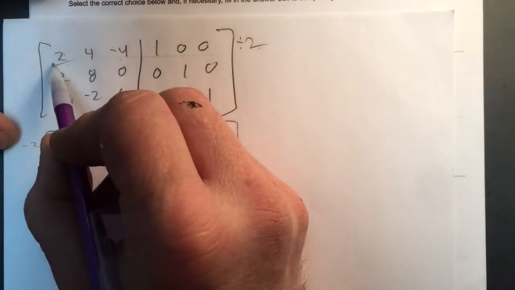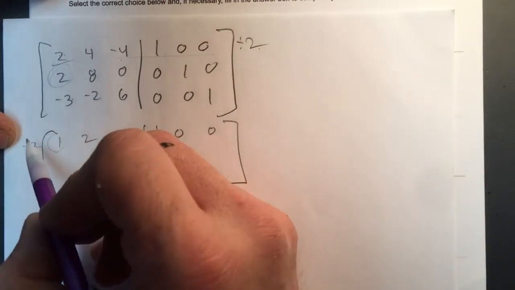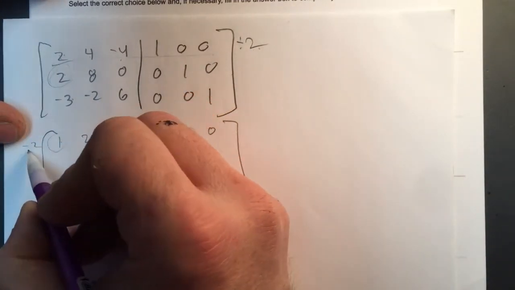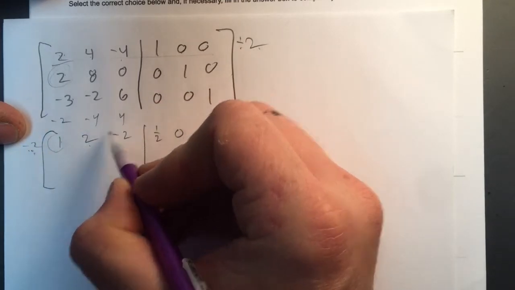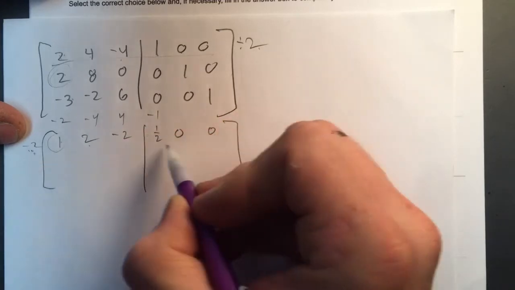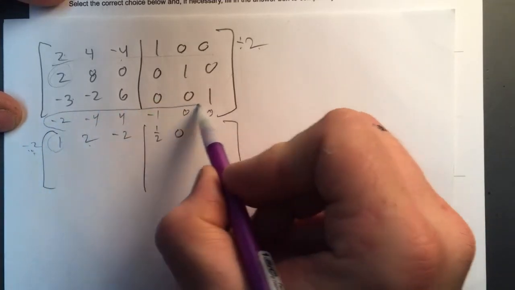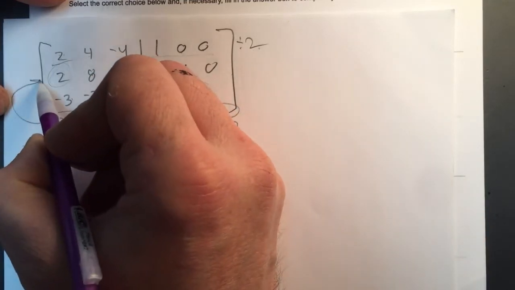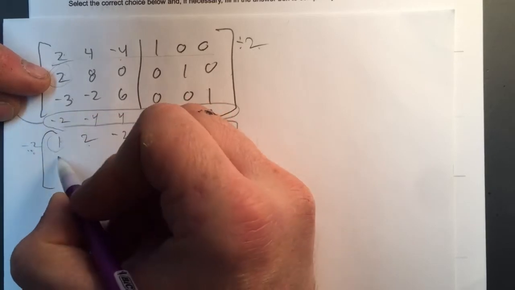So I divided everything here by 2 to get my 1. Now I'm going to take this times -2, which -2 times 1 is -2, -2 times 2 is -4, -2 times -2 is 4, -2 times 1/2 is -1, -2 times 0 is 0, -2 times 0 is 0. And now I'm going to add this to that row right there, which will give me a 0. See here, 2 plus -2 is my 0.